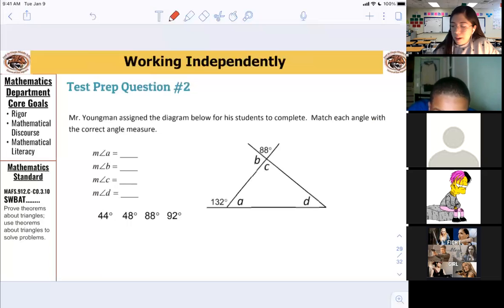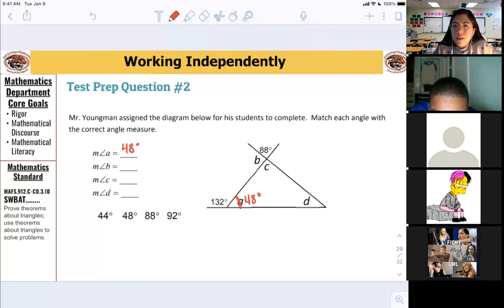So 180 minus 132 gives you 48. That's correct. So that would be which one? Angle A? Yeah, good. So yes, angle A is 48 degrees because you subtract from 180.